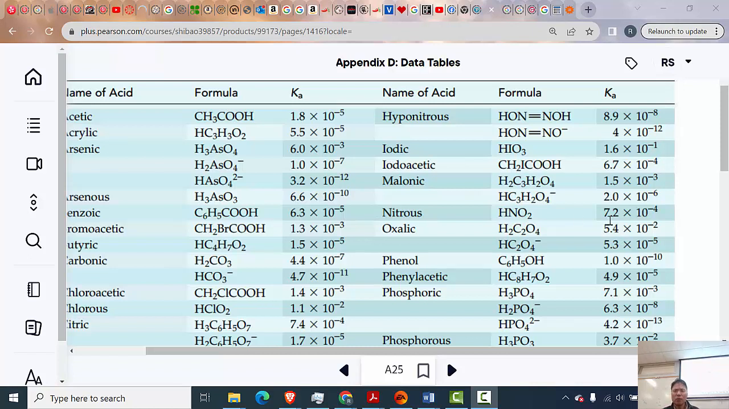Yeah, if you look at K1, it's like 1.5 times 10 to the minus 3. K2 is 2.0 times 10 to the minus 6. So pKa1 is going to be close to 3, and pKa2 is close to 6. So just kind of your standard diprotic acid. Any other questions?